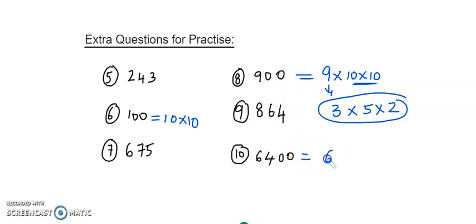Same way if you talk about this one, 64 multiplied by 100. Now 64 is a cube of 4. So 4 cube, that is perfect. But this is less by a number 10. So you will multiply 10 to make it a perfect cube. Am I clear? Okay. Thank you.